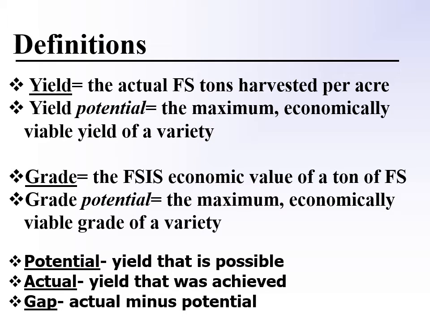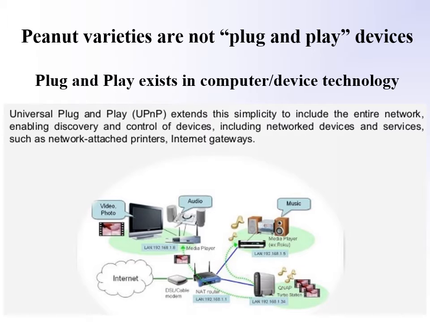Let's start out with some definitions. First, what is yield and yield potential? We're going to define yield as the actual farmer stock tons harvested per acre, and yield potential as the maximum economically viable yield of a peanut variety. The same with grade. The Federal State Inspection Service grade is what we actually achieve per ton of farmer stock, and the grade potential is the maximum economically viable grade of a variety. So in summary, potential yield is what is possible. The actual yield is what we're achieving on a farm setting, and the gap is the actual yield minus the potential yield.